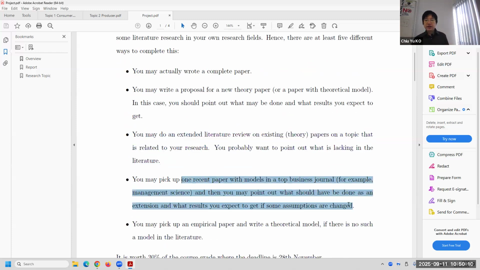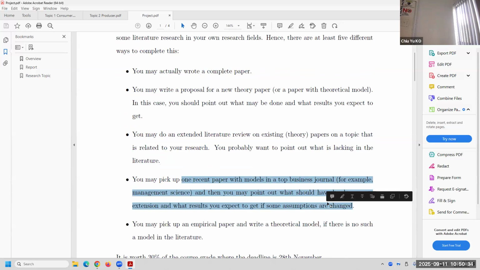Or even simpler, you can pick a recent paper in a top business journal or the journal in your domain, and you figure out that there may be something that can be done as an extension, that something is lacking, and you want to change it. You can describe what you can do, and that should be fine.